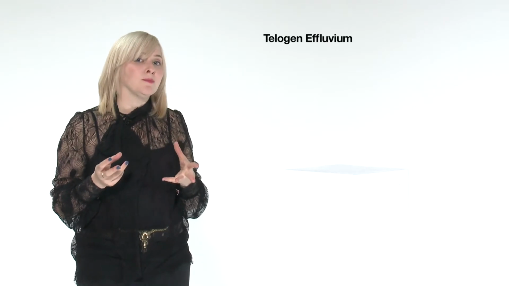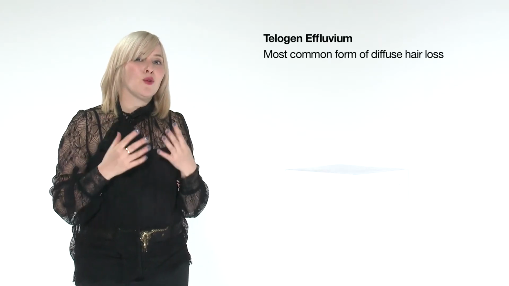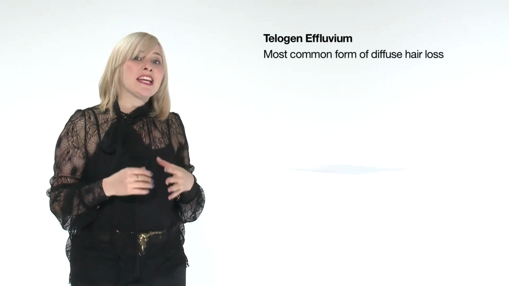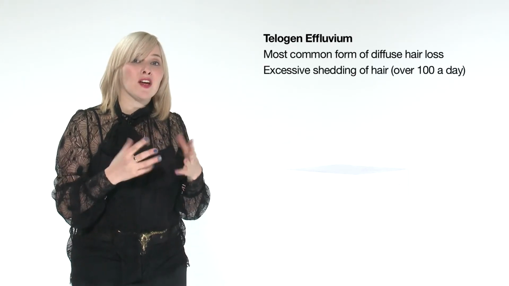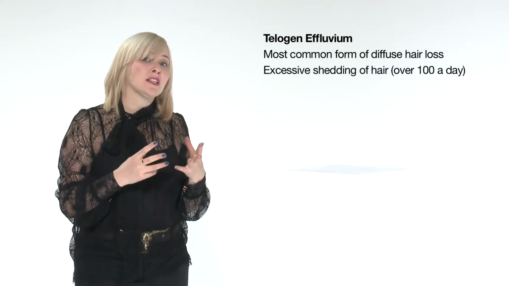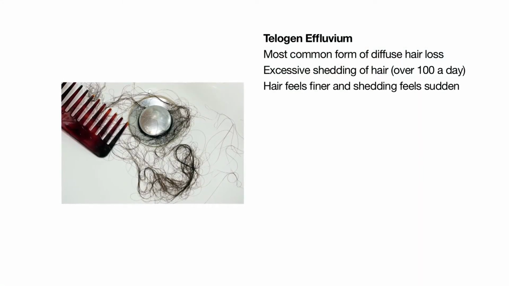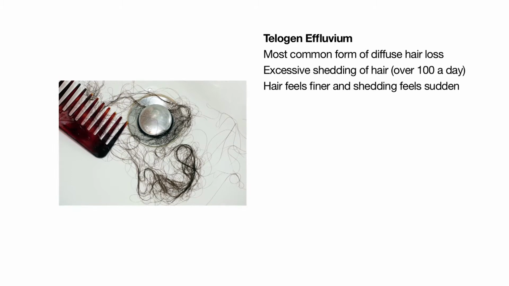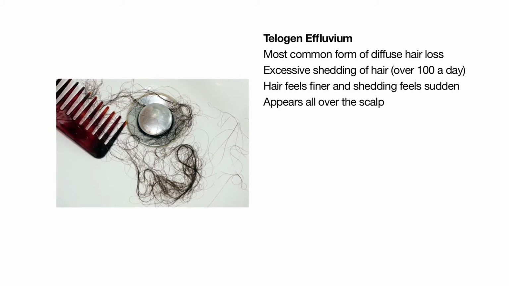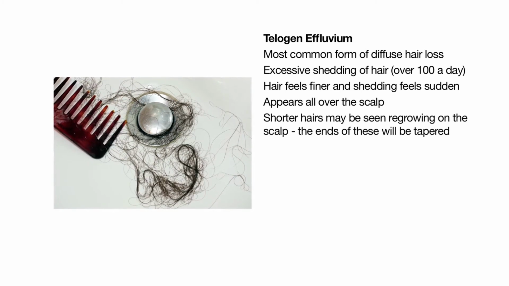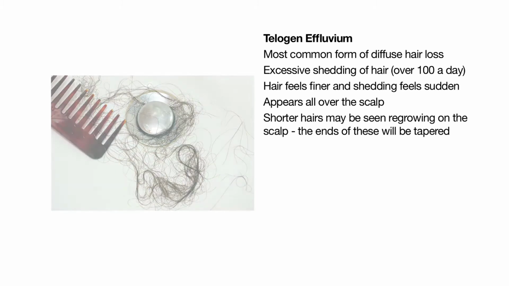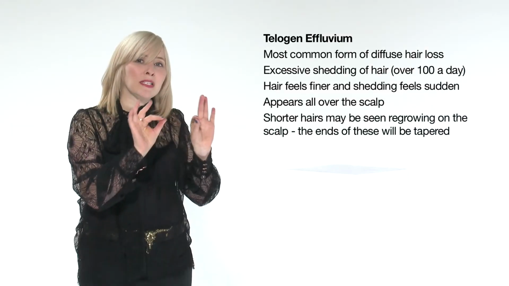Examples of diffuse hair loss are telogen effluvium. This is the most common form of diffuse hair loss. It's excessive shedding of hair, usually over 100 hairs a day. Hair suddenly begins to feel finer and the shedding feels sudden. This appears all over the scalp. Shorter hairs may be seen regrowing on the scalp. The ends of these hairs will be tapered.